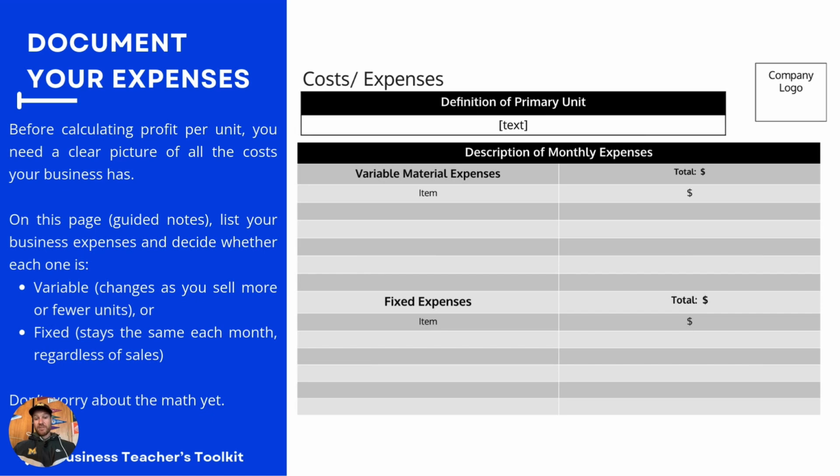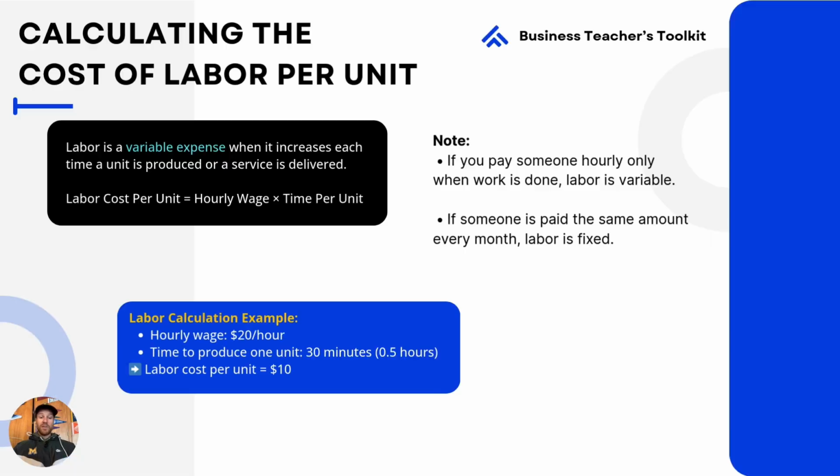Now that we have our fixed and variable expenses for 1 month, we move on to calculating the cost of labor per unit. So labor is a variable expense, assuming that these are hourly employees. It increases each time a unit is produced or a service is delivered. Labor cost per unit is equal to the hourly wage times the time per unit. So, for example, if my employee earns $20 an hour and it takes them 1 hour to create the thing, my variable expense is $20. It's $20 for that one item to be made.